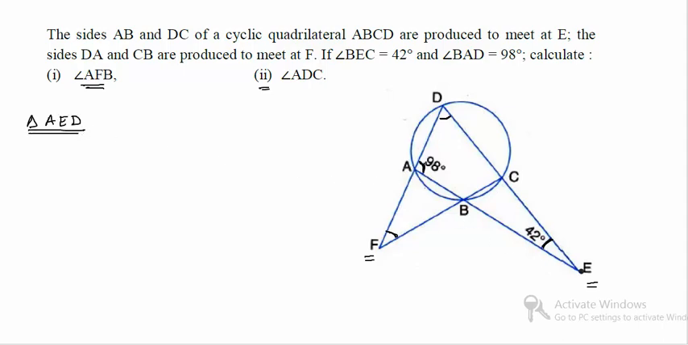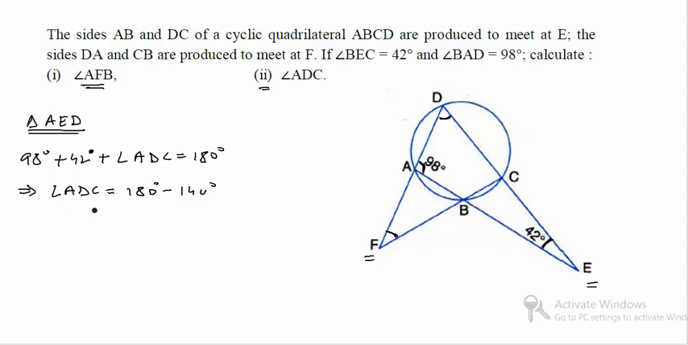then in triangle AED, you already know two angles, angle A as well as angle E, right? So using angle sum properties, you can directly find the value of angle ADC. So let us write that 98 degrees, which is one of the angles, 98 degrees plus 42 degrees plus your angle ADC should become equal to 180 degrees, which means that your angle ADC should become equal to 180 degrees minus 140 degrees, which means that your angle ADC is equal to 40 degrees.